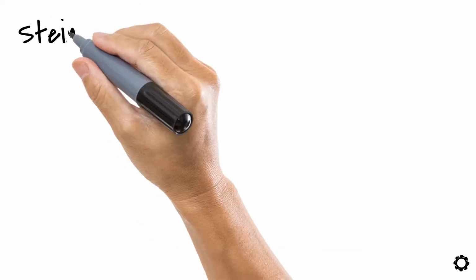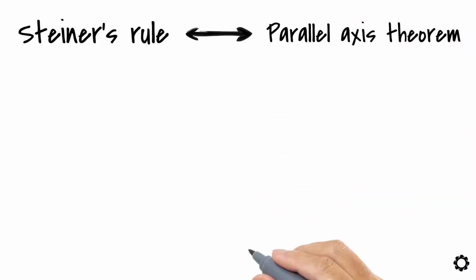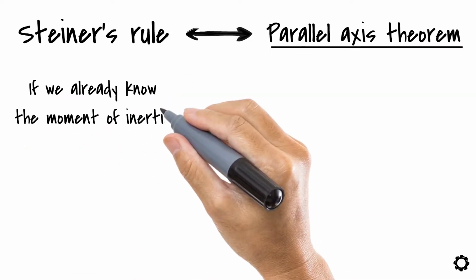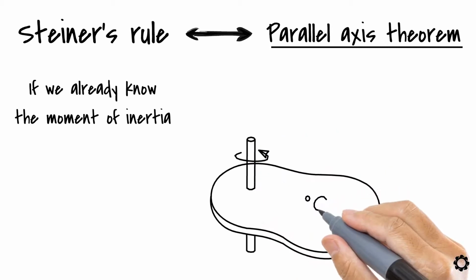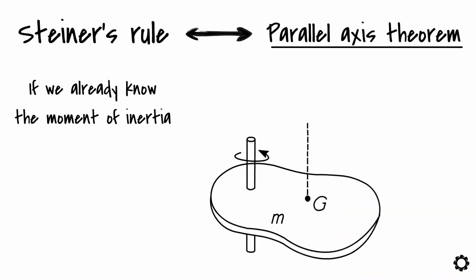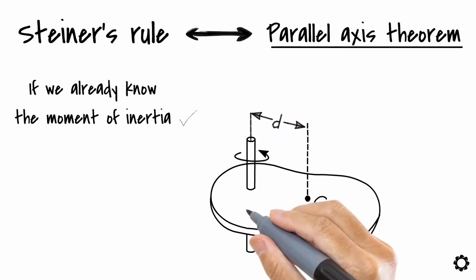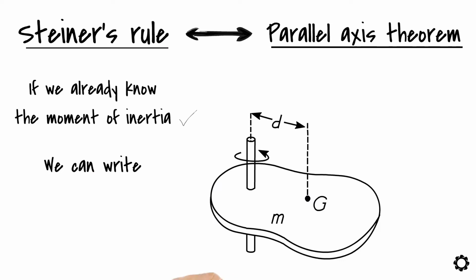One way that you can also determine the moment of inertia of the object is to use Steiner's rule, which is also called parallel axis theorem. The theorem tells us that if we already know the moment of inertia with respect to the axis which goes through the center of mass of an object, then it's also possible for us to solve the moment of inertia with respect to the parallel axis. Therefore, we can write Steiner's rule as follows.